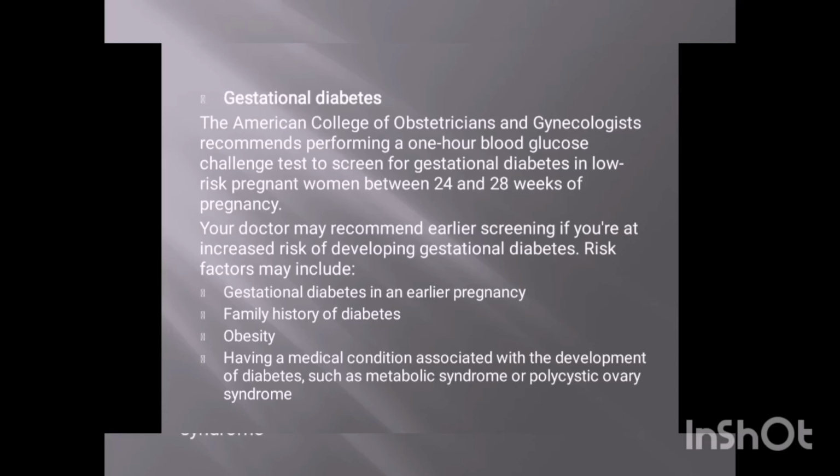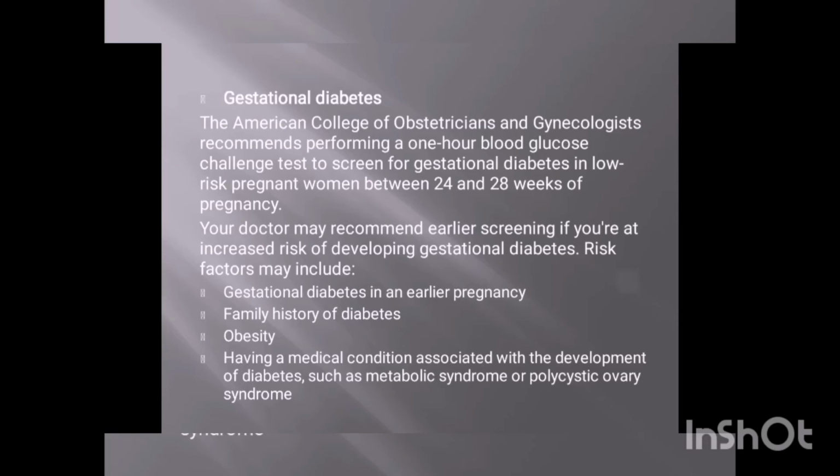So, gestational diabetes. The American College of Obstetricians and Gynecologists recommends performing a 1-hour blood glucose challenge test to screen for gestational diabetes in low-risk pregnant women between 24 and 28 weeks of pregnancy. Your doctor may recommend earlier screening if you're at increased risk of developing gestational diabetes. Risk factors may include gestational diabetes in an earlier pregnancy, family history of diabetes, obesity, or having a medical condition associated with the development of diabetes such as metabolic syndrome or polycystic ovary syndrome.